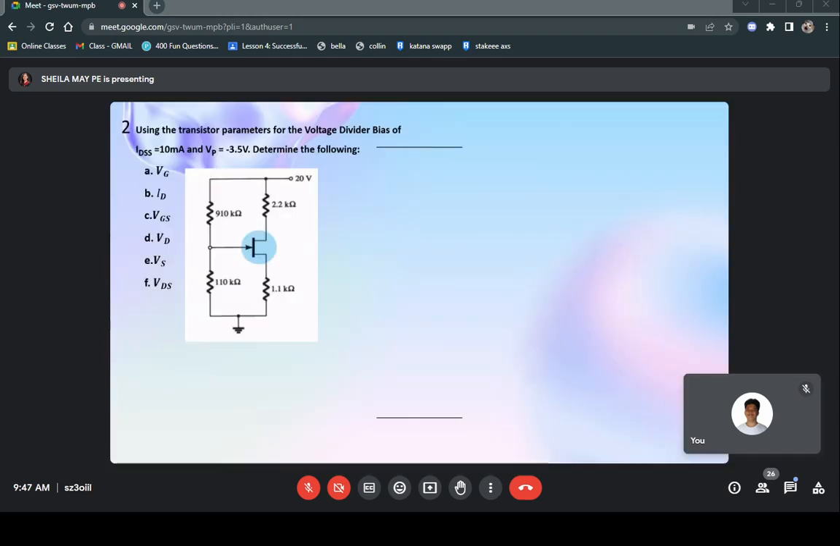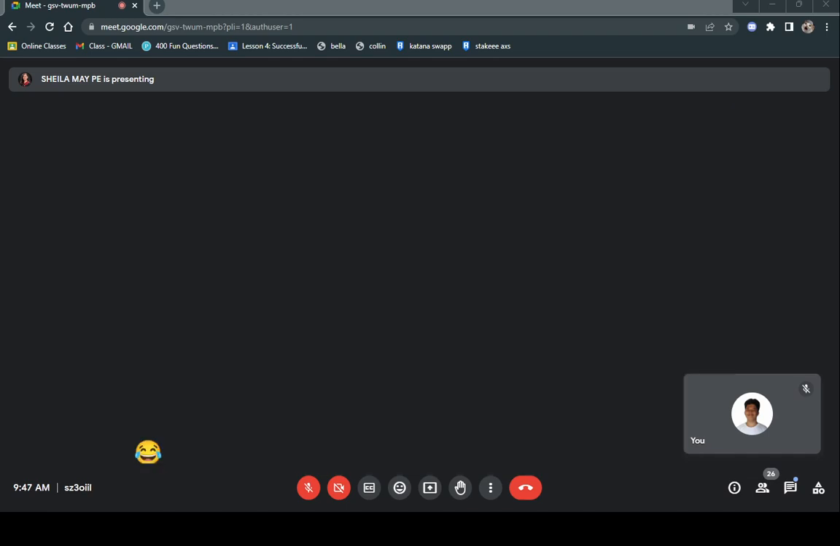So, using the transistor parameters of voltage divider bias, IDSS is 10 milliamperes and VP is negative 3.5 volts. Determine the following. VG, the same process as before. The formula for VG is R2 VDD over R1 plus R2.